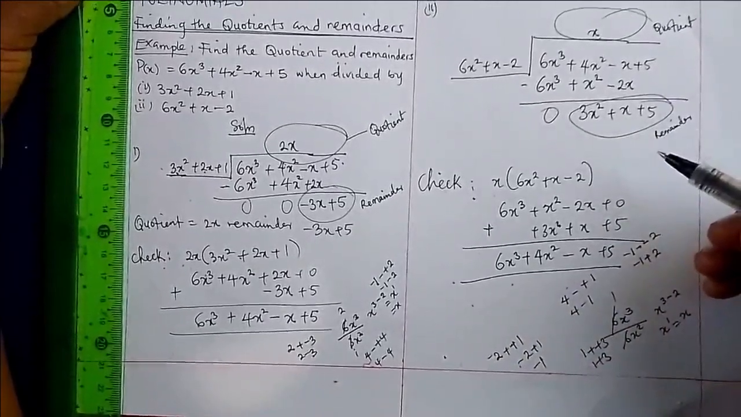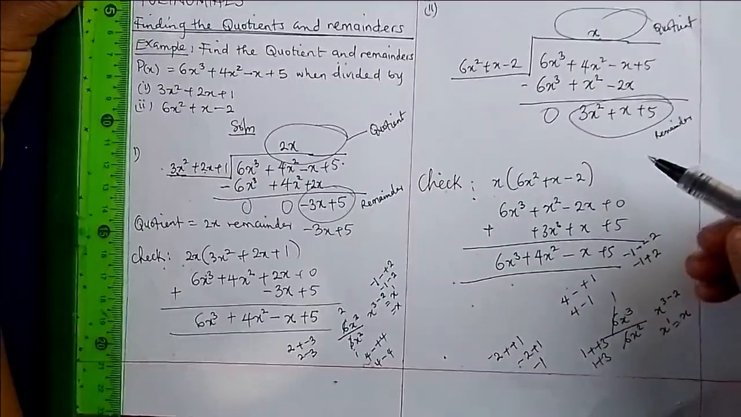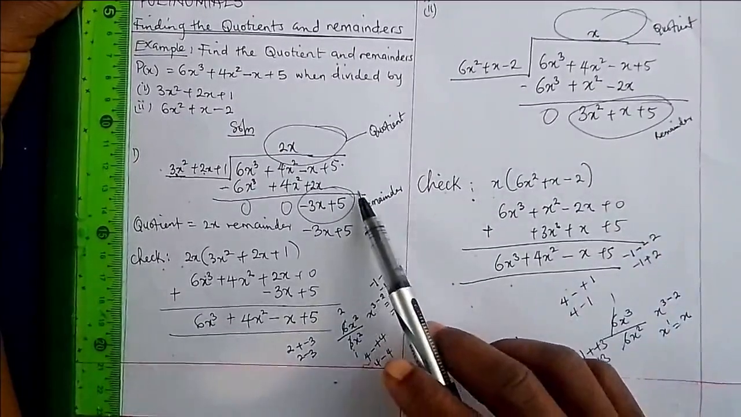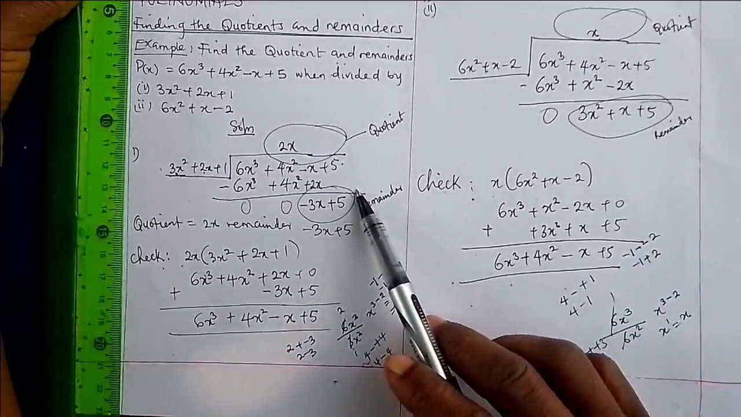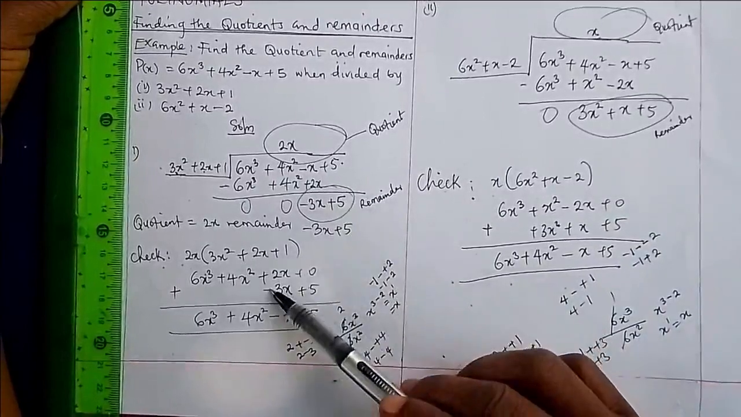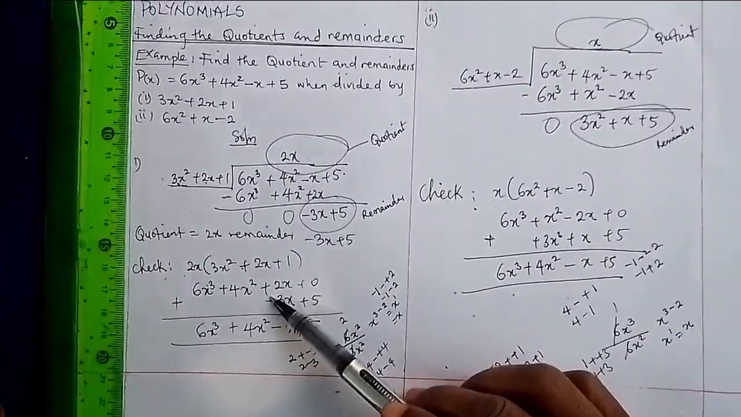So whenever we are asked to find the quotient and remainder, use your long division to look for them, and it will give you the exact answer you're looking for.